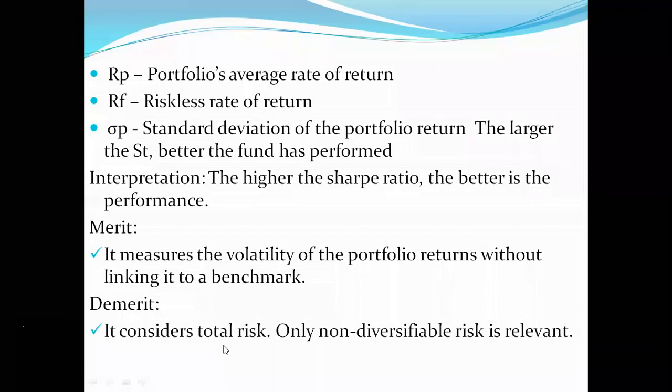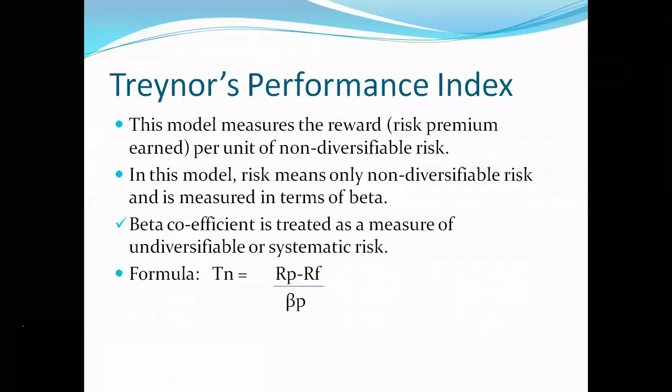I'll just repeat: Sharpe's performance index tries to find the risk premium, and it gives more relevance to the total risk, that is, the total volatility or variability in return. So the higher the ratio of Sharpe's performance index, the better the fund is performing. That is the interpretation drawn under Sharpe's portfolio. Next, we have Treynor's performance index. In Treynor's performance index, also, we consider the risk premium.